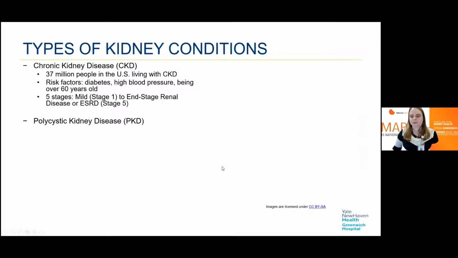But there are also different types of kidney disease, such as polycystic kidney disease. That's more of a genetic disease involving cysts developing all over the kidneys.